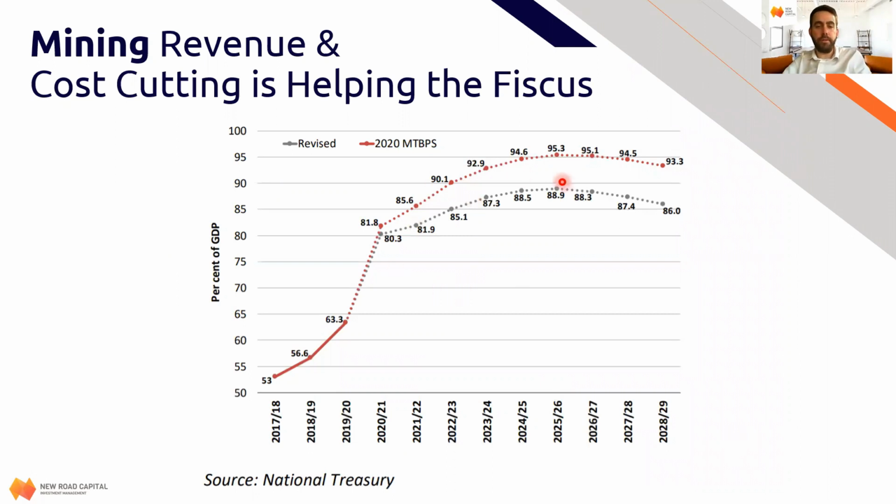And this is for two reasons. One is you have had mining revenue, so you have had revenue increases. So can't give the government kudos for that one. That's luck. But where you have seen government intervention that has helped is cost cutting. They have looked at cost cutting, and they have looked at a bit more austerity.